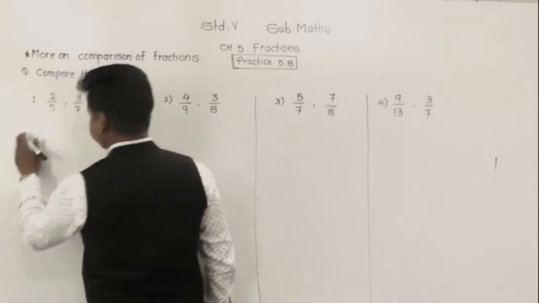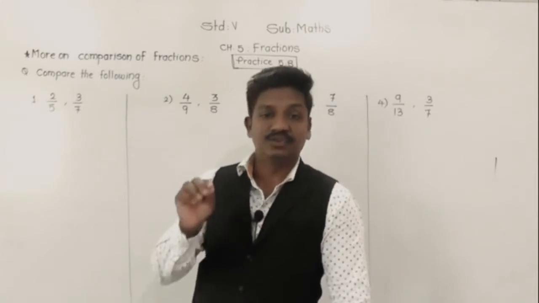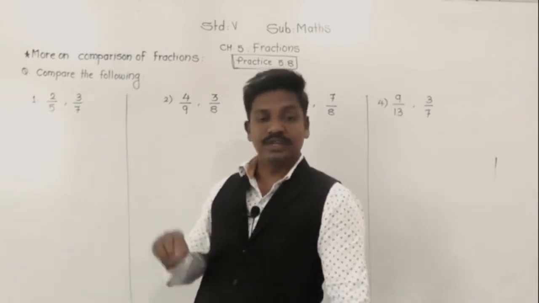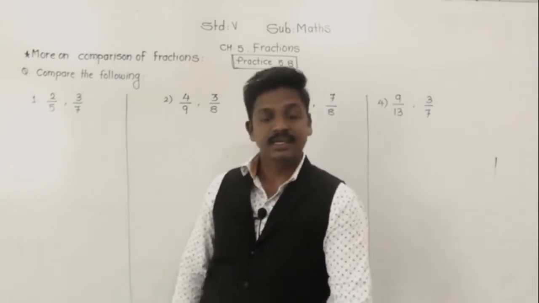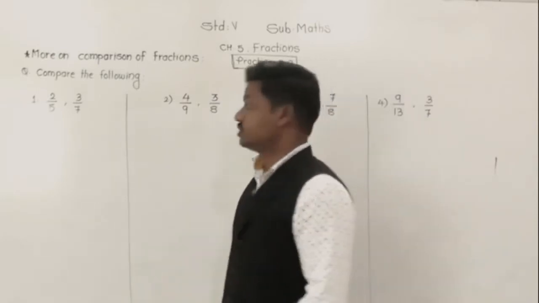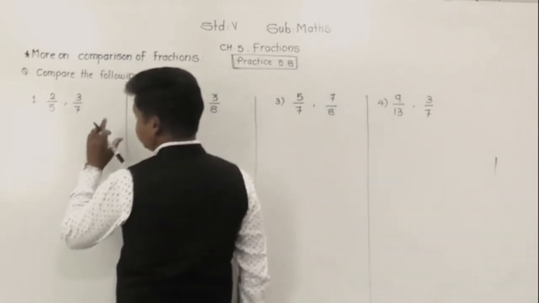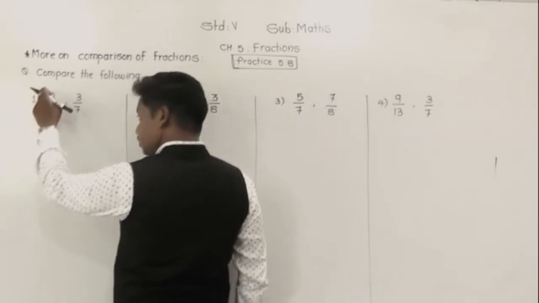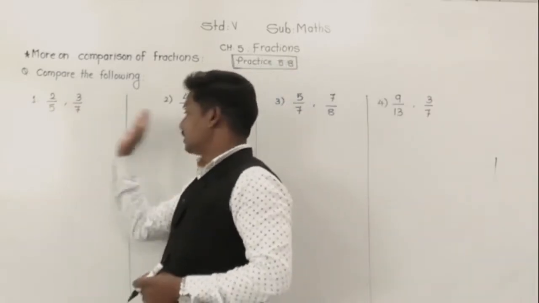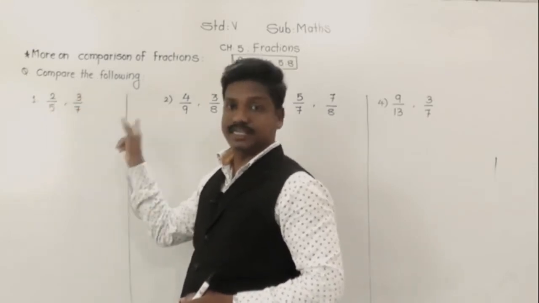If you remember, while checking equivalency of fractions, whether given two fractions are equivalent or not, we used the cross multiplication method, right? The same method we are going to use here. Cross multiplication method says multiply the numerator of the first fraction with the denominator of the second fraction, and on the other side multiply the denominator of the first fraction with the numerator of the second fraction.